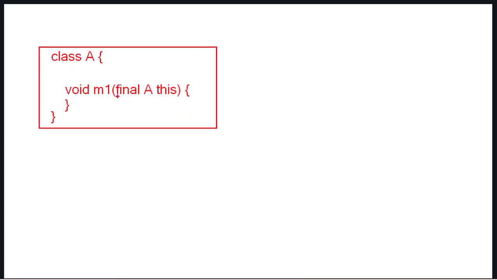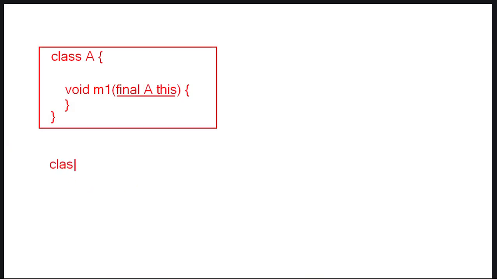Okay, now try to observe. I am writing class A. Inside this class, I have a non-static method M1. For this non-static method M1, implicitly the compiler will add this as a parameter. It is final: you should not modify this with any new object inside method M1. Of what type? The current class type. I am writing M1 only; the compiler implicitly adds this as the parameter.